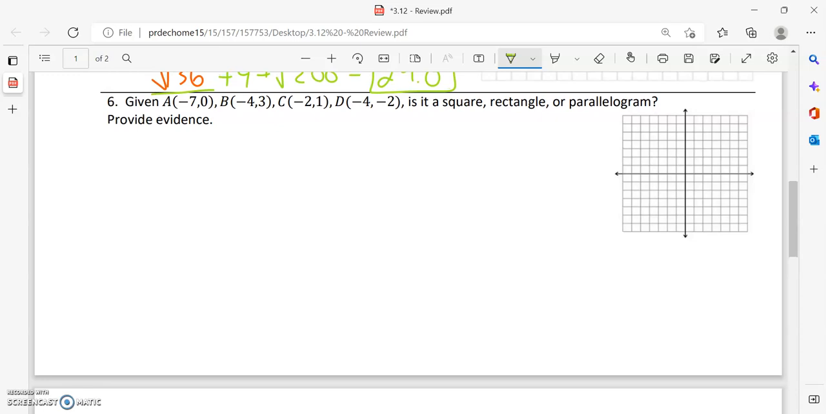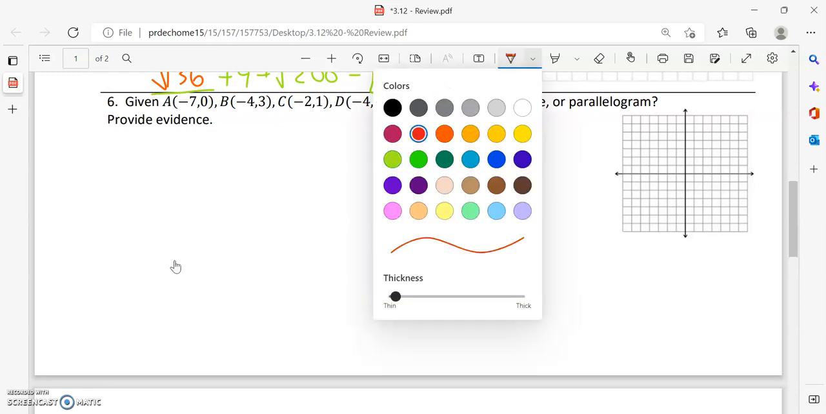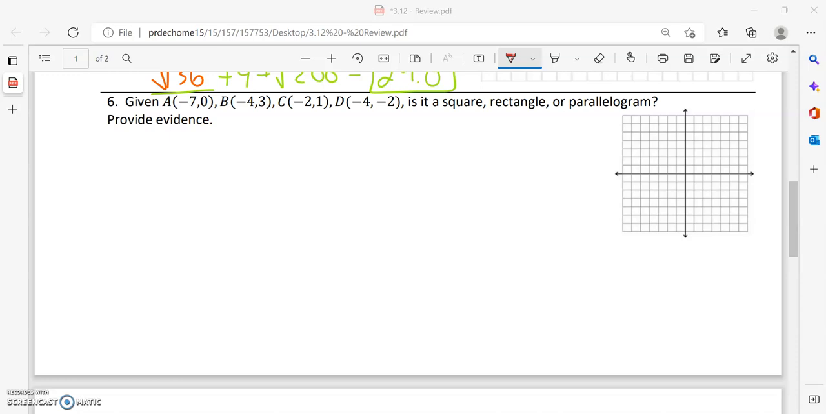Okay, so we have a shape. Let's plot this first. Check the time. 9 minutes in, okay. All right, so -7 is 1, 2, 3, 4, 5, 6, 7. And it's at 0. Then -4 and 3. And finally, -4, -2. Okay, that is our shape. I guess I could label it A, B, C, and D. All right.